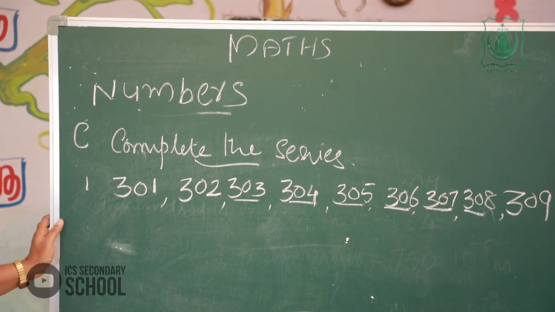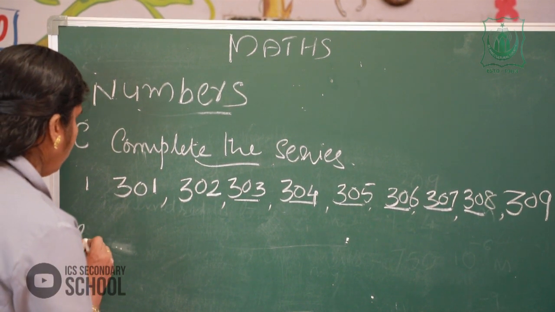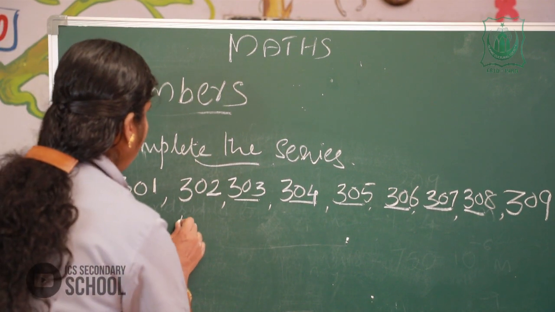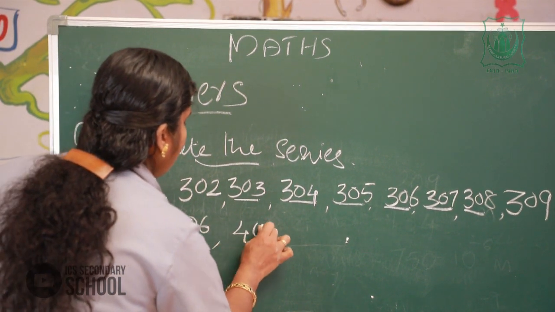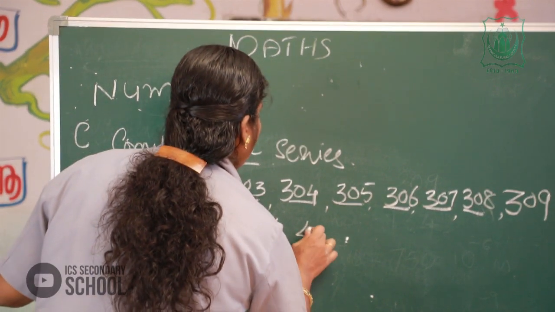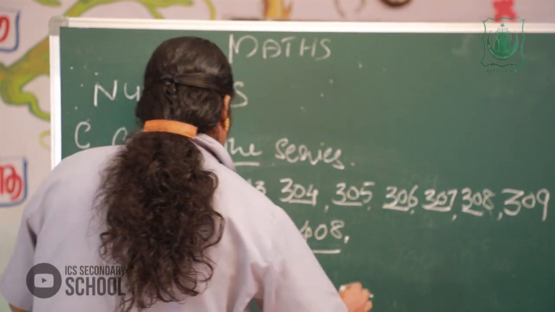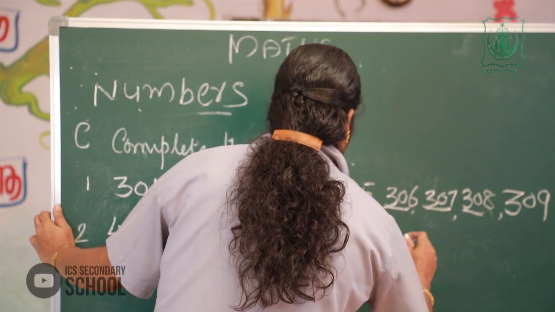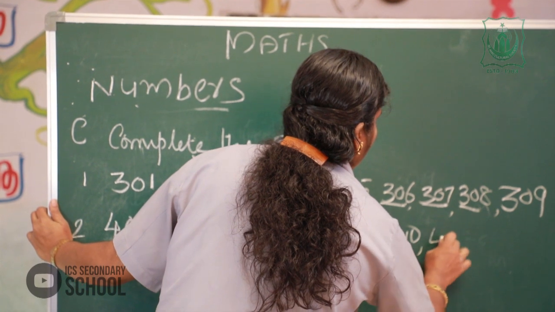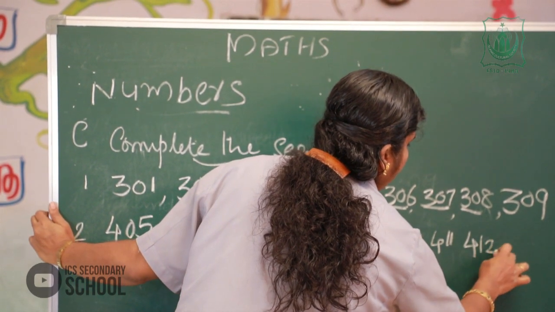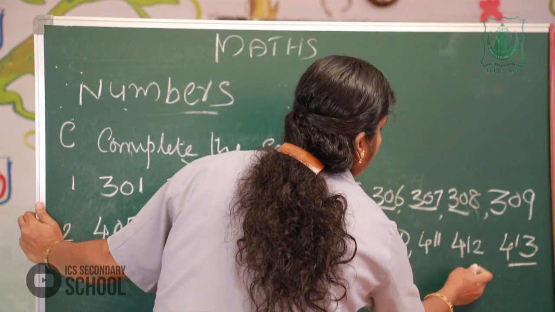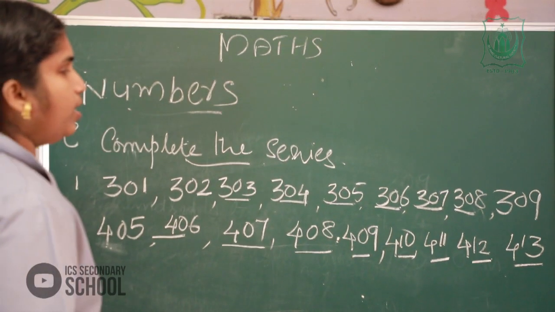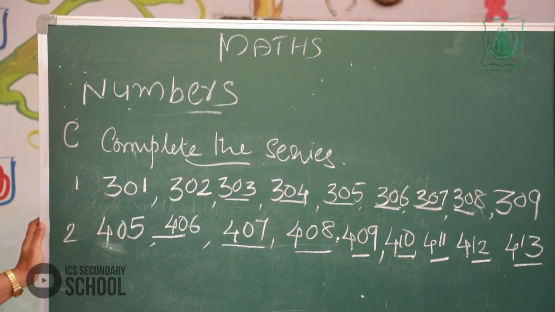Next one is 405. Next 406, 407, 408, 409, 410, 411, 412, and the last ending number is 413.